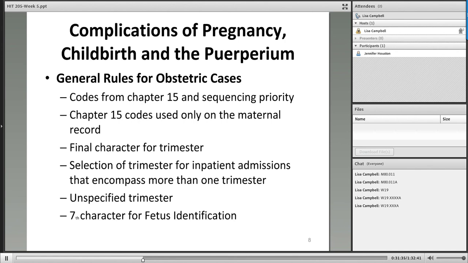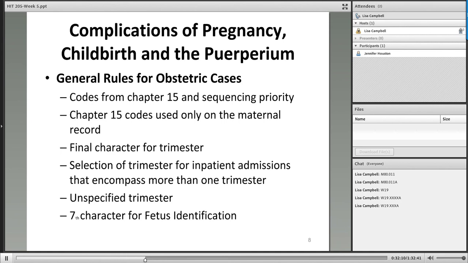Let's look at another scenario. Again, I am in chapter 15 of the tabular list, and what I'm trying to illustrate here is how important it is for you to look at these guidelines in the front of each and every tabular list and look at the examples, because they give you some really good examples. So let's see. This next patient was admitted at 27 and 6/7 weeks gestation for hemorrhaging from the placenta previa.